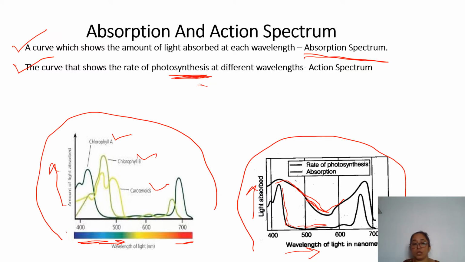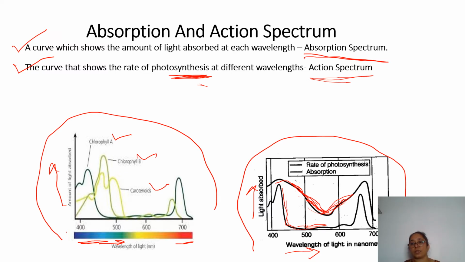How? Because the light energy is absorbed by pigments other than chlorophyll A, means other forms of chlorophyll or the yellow pigment or the orange pigment. Whatever energy is absorbed by these pigments, they transfer that energy to chlorophyll A. And that's why the photosynthesis is going on. Fine. So this is the rate of photosynthesis and this is the absorption. So two terms, absorption and action spectrum. Once again, what is the absorption spectrum? A curve which shows the amount of light absorbed at each wavelength. And the curve that shows the rate of photosynthesis at different wavelengths is called action spectrum.